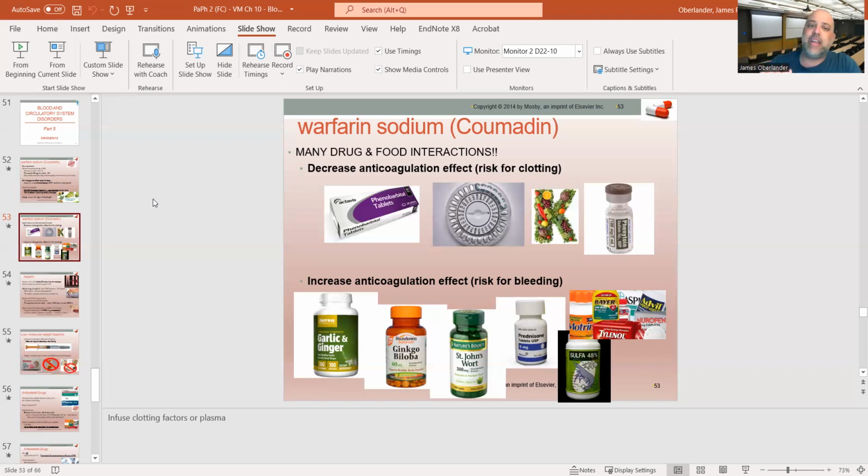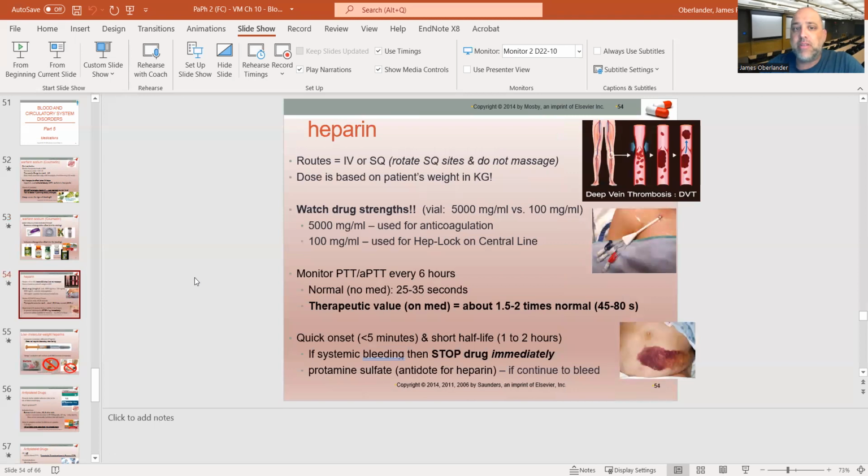On the other side, you've got an increase in anticoagulation effect, meaning these are going to jump the effectiveness of your warfarin. So you're going to need less warfarin if you choose to stay on those, or let's not be on those drugs. So we can balance out the INR level, again, for that therapeutic range while we're on the warfarin. And then there's heparin.